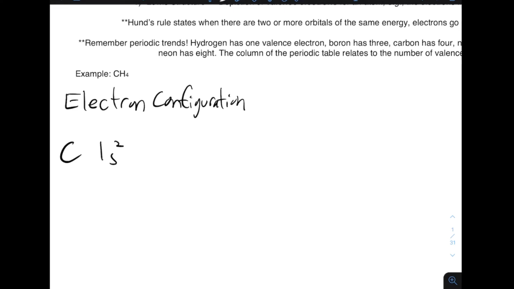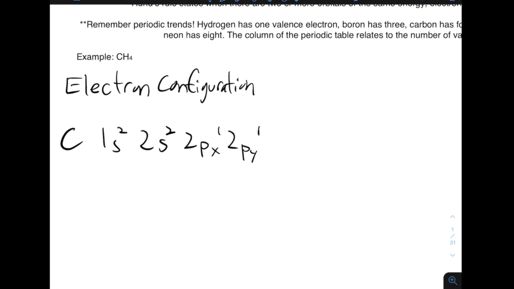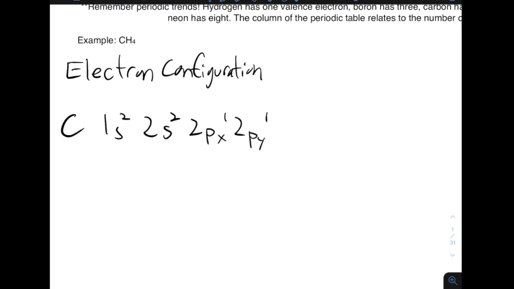So we go right to the second row with the 2s and 2p orbitals, and drawing those out, the 2s orbital has 2 electrons in it, so that is filled. And then we go on to 2px and 2py, and those are also filled, right? And according to Hund's rule, it states that when there are two or more orbitals of the same energy, electrons go into different orbitals, right? So that's why you don't see 2px2, because the p orbitals are in higher energy than the s orbital.